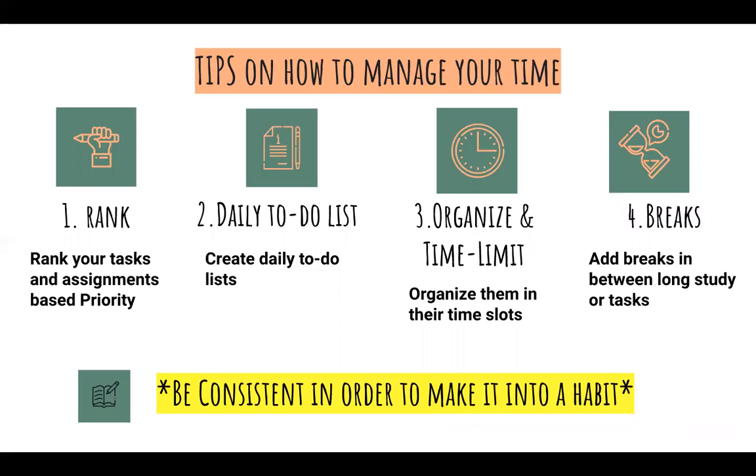And then another one, number two, daily to-do list. It is great to have daily to-do lists, because then you feel like you've accomplished something. I personally like it. It really helps me feel like I'm a bit effective with my time and I'm getting stuff done. Number three, organize and time limit yourself.